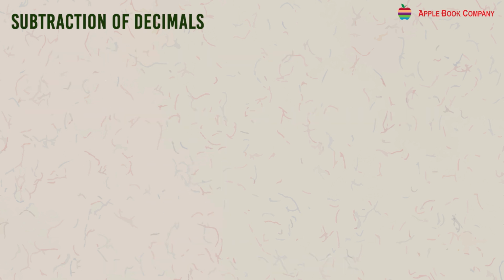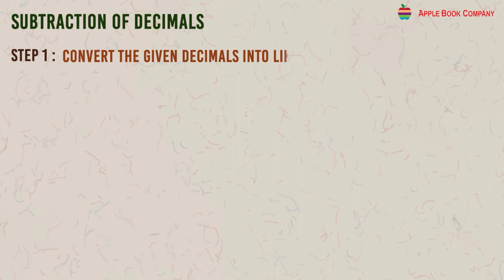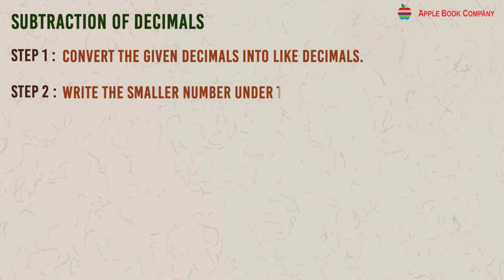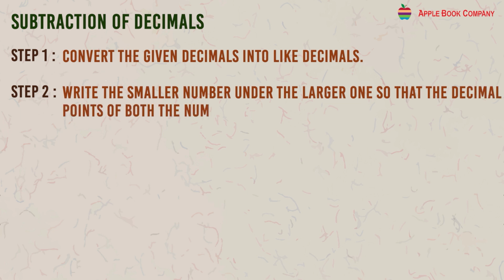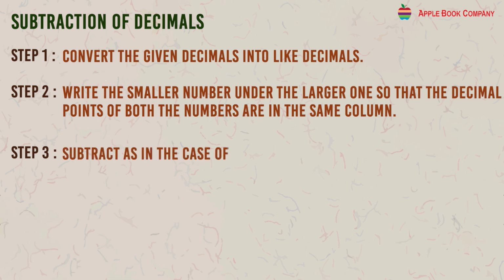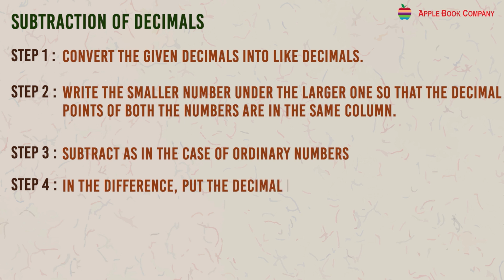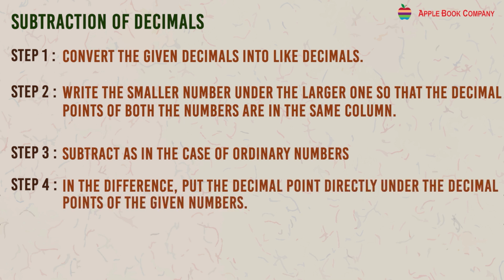Subtraction of decimals. To find the difference of two decimal numbers, we follow the following steps. Step 1. Convert the given decimals into like decimals. Step 2. Write the smaller number under the larger one so that the decimal points of both the numbers are in the same column. Step 3. Subtract as in the case of ordinary numbers. Step 4. In the difference, put the decimal point directly under the decimal points of the given numbers.